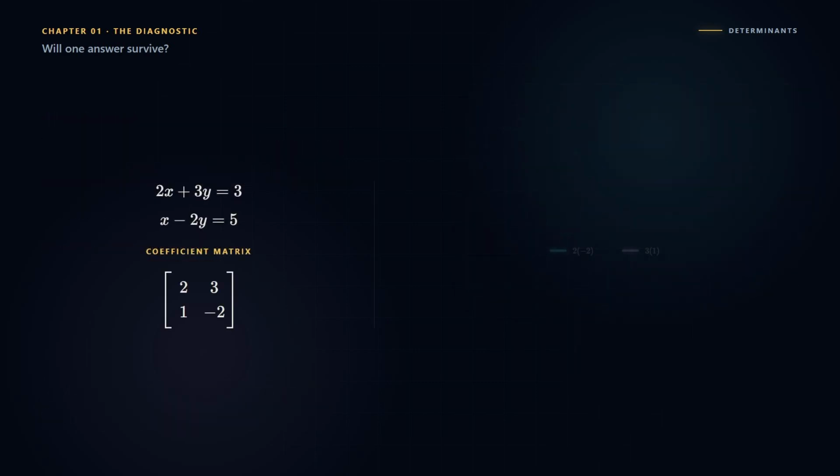Start with a coefficient matrix for 2x plus 3y equals 3 and x minus 2y equals 5. To ask for its determinant, replace the square brackets with determinant bars. For any 2 by 2 matrix with entries A, B, C, and D, multiply down the main diagonal to get AD. Multiply down the other diagonal to get BC. Then subtract: AD minus BC.